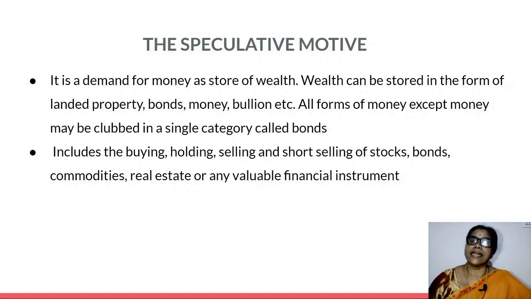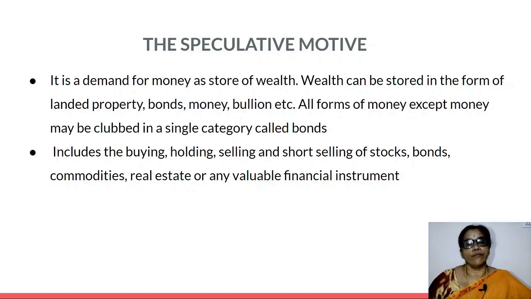J.M. Keynes, an English economist, has rightly said that all forms of wealth except money may be clubbed into a single category called bonds. Now you should know what are bonds. Bonds are papers promising a future stream of monetary return over a certain period of time.